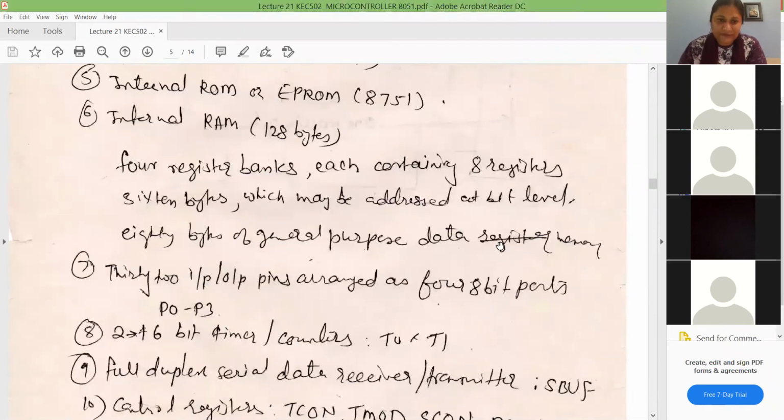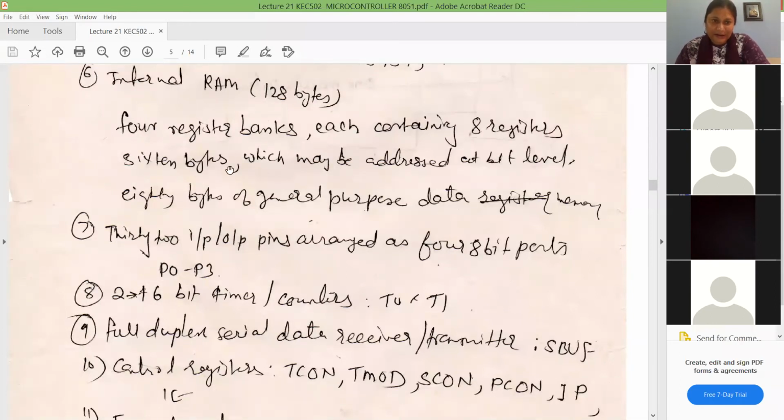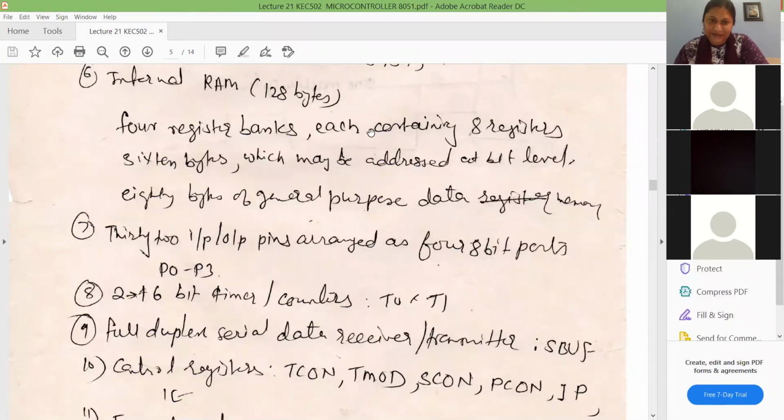So as we were talking about, it is having 4 register banks. So how is this 128 bytes of RAM divided? It is divided as 4 banks, each containing 8 registers, so 32 bytes. Now how many bytes are remaining? 80 bytes of general purpose RAM is remaining, in the internal 128 bytes. Out of which 16 bytes are bit addressable. Bit addressable means you can address a single bit.